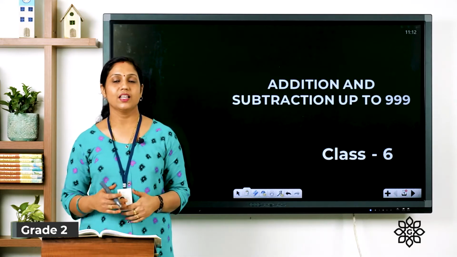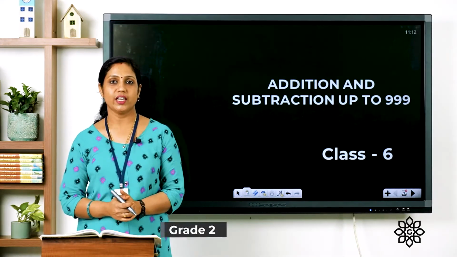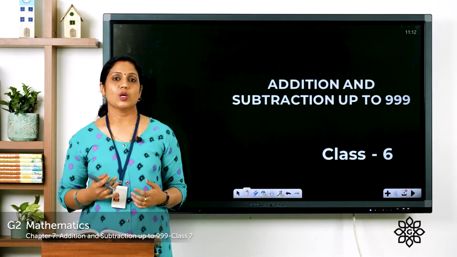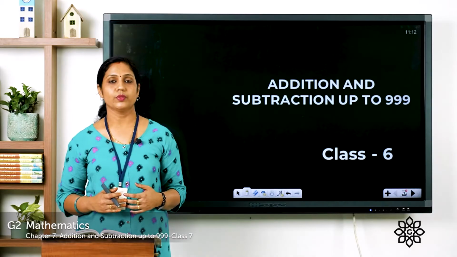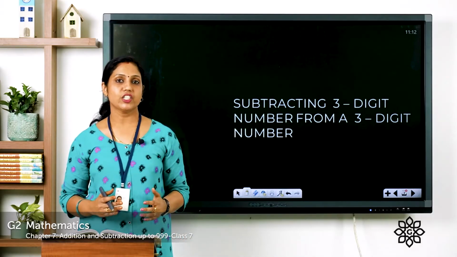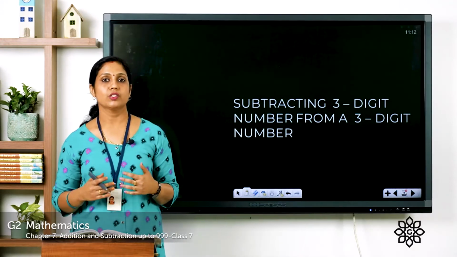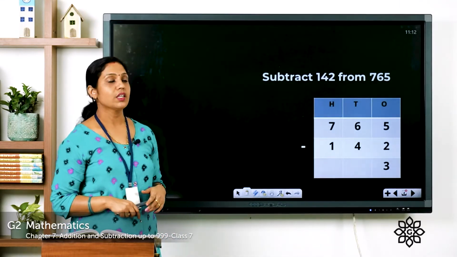Today in Maths, let's continue with our chapter Addition and Subtraction up to 999. In the last class, we learned how to subtract a 2-digit number from a 3-digit number. Today, let's learn how to subtract a 3-digit number from a 3-digit number. So let's get started. Here you can see the numbers.